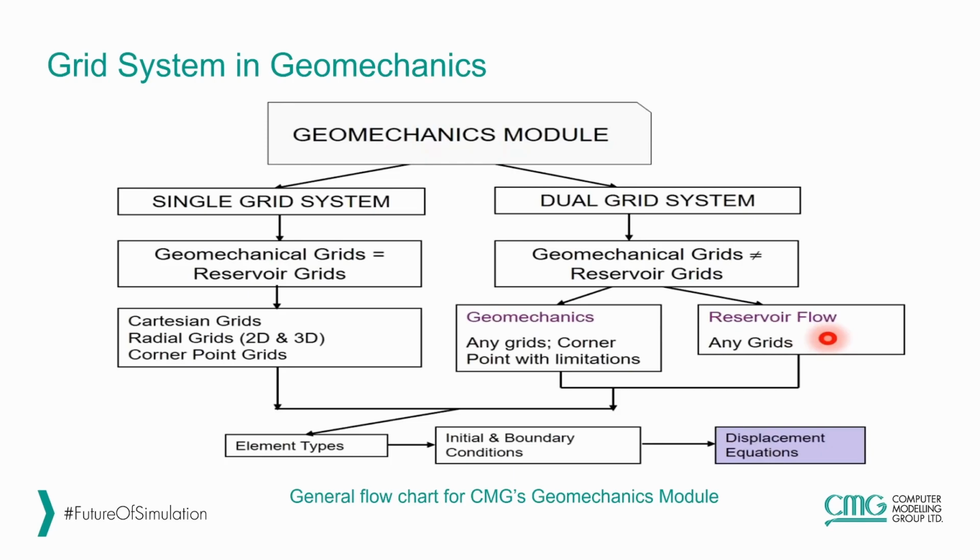This is the comparison between single grid system and dual grid systems. Typically, a conventional geomechanical simulator uses a single grid system. In a single grid system, it is assumed the geomechanical grid is always the same as the reservoir grid. However, CMG has developed a dual grid system. In a dual grid system, it is not necessary that the geomechanical grid is always the same as the reservoir grid. With these dual grid systems, the user is able to handle the geomechanical grid in a more flexible way. So you can easily construct a geomechanical grid, whether your reservoir grid is complicated or not.